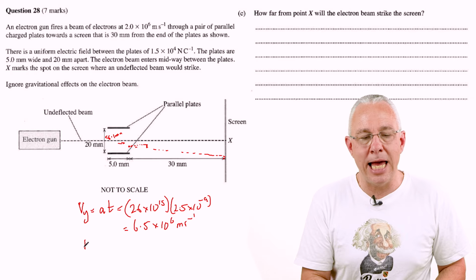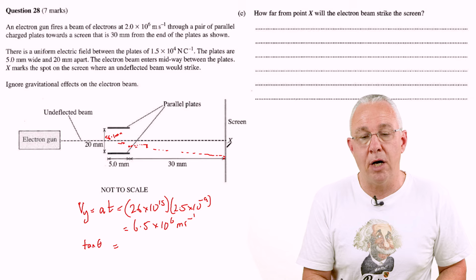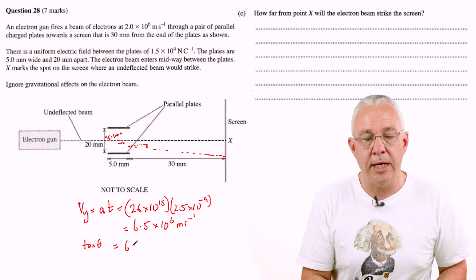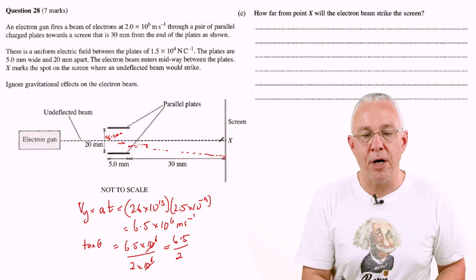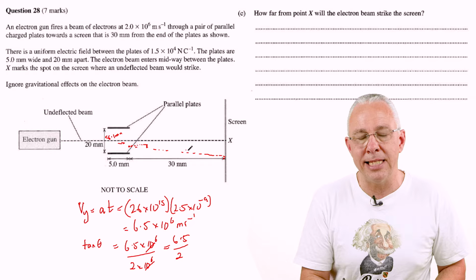So in other words, the angle at which it is going can be determined by saying tan theta of that angle is simply the opposite over adjacent, so we end up getting 6.5 by 10 to the power of 6 divided by our 2 by 10 to the power of 6. And of course, I can remove this, so all we get is 6.5 over 2. So tan theta is this value. And that's important over here because now it is traveling at a constant velocity at that angle before it hits the screen over here.